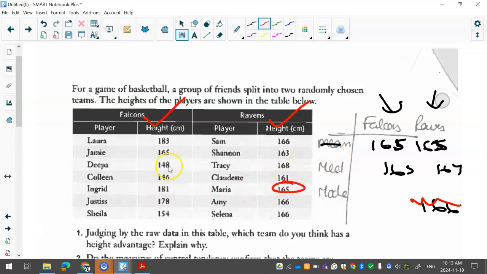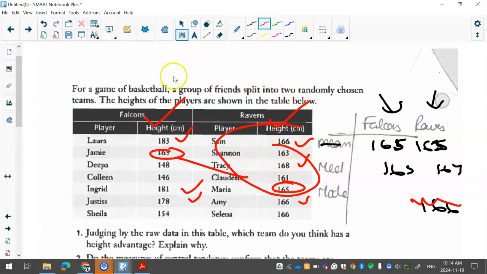So Maria might be the middle person here, and then Jamie might be the middle person here. And they are the same height, right? But then when you look at them, Laura's taller, Ingrid's taller, Justice is taller. Here you get some kids that are a bit taller, but they're barely taller, right? They're 166, 168. That's 3 centimeters. That's like an inch, right? 2.5 centimeters to an inch. So this group of kids, this team here, is more consistent in height, right?